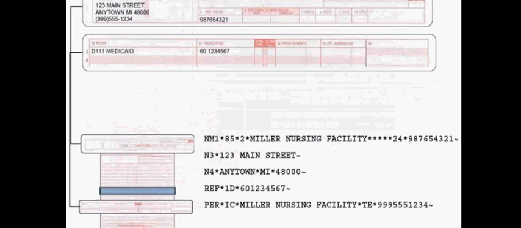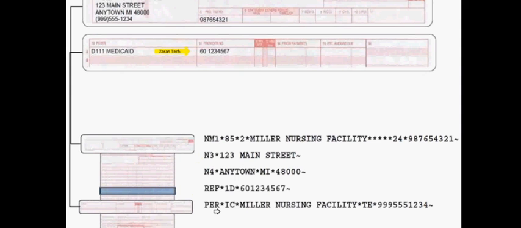This is another example, just to correlate between the manual form versus electronic format. The billing address is right here, the facility, the Miller Nursing facility here, and also the tax ID. This comes to your tax ID. Then the entry. So entry is always your street address, and then the city, followed by the state and the zip code. The reference identification number, 601, etc. So the provider unique identification number.